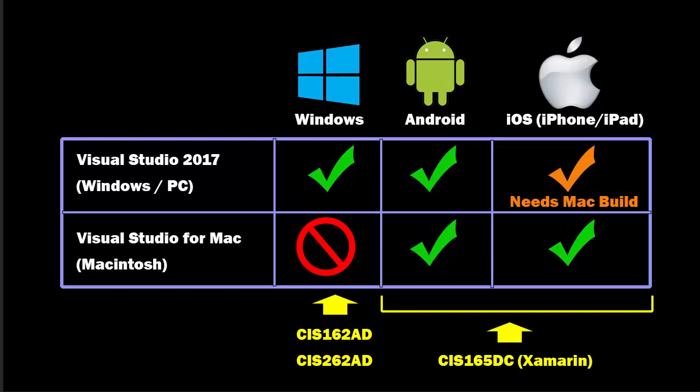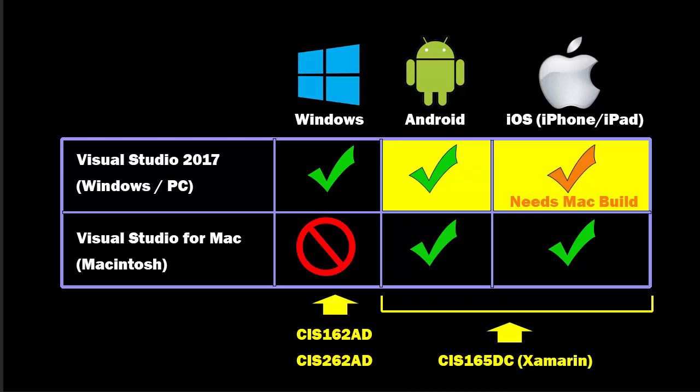When it comes time to work on CS 165 DC, of course you can do that in Visual Studio 2017. But again, if you want to build iOS apps, you will need a Mac in your network. And that Mac will also need to be running Xcode. I'll get more into the Xamarin setup as we get closer to that material.